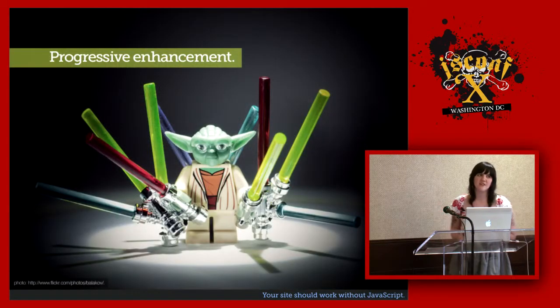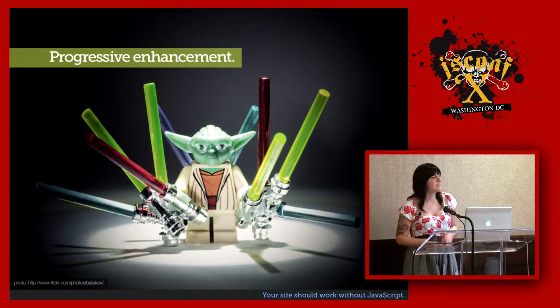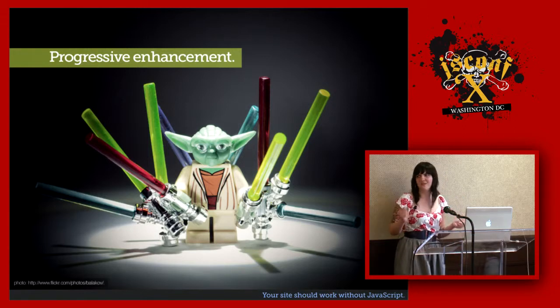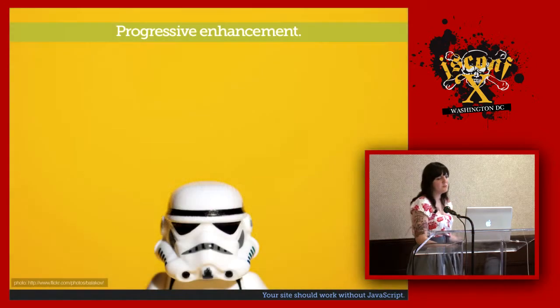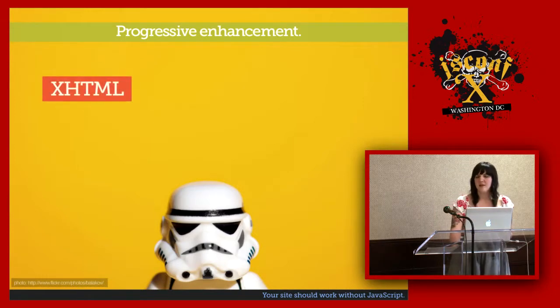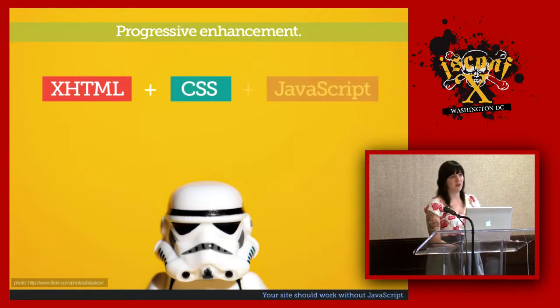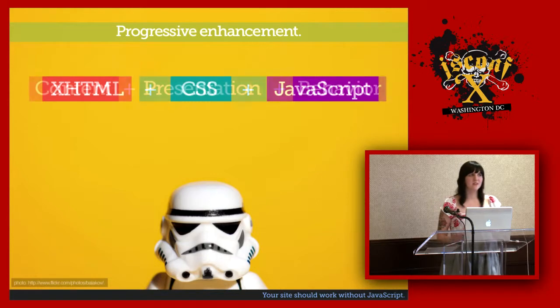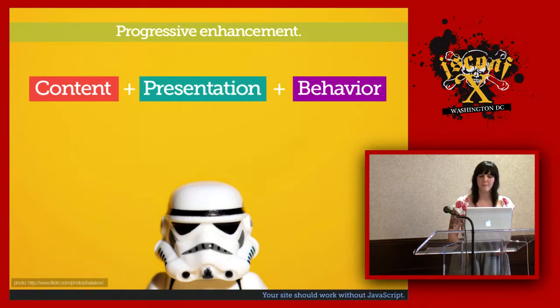And that's our good friend progressive enhancement. Progressive enhancement is like the force of front-end coding. Of course, progressive enhancement is your XHTML layer plus your CSS layer plus your JavaScript layer. In other words, content, presentation, and behavior.